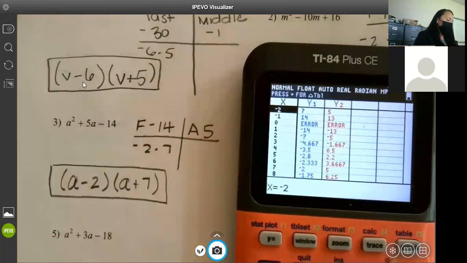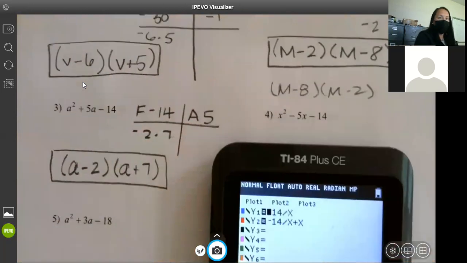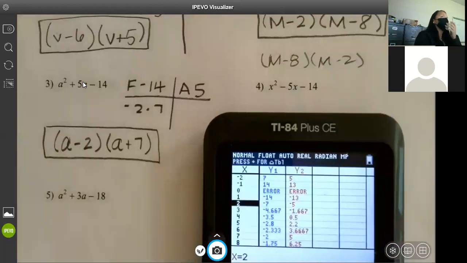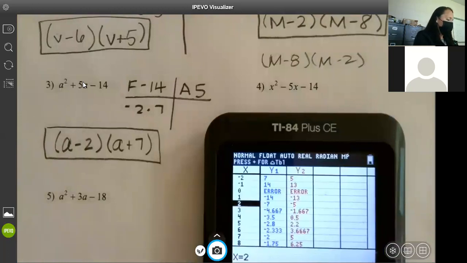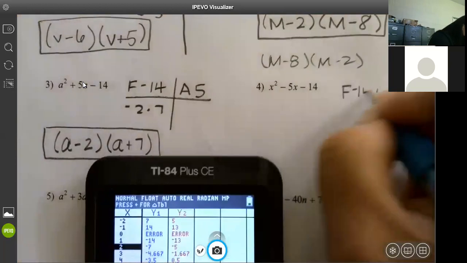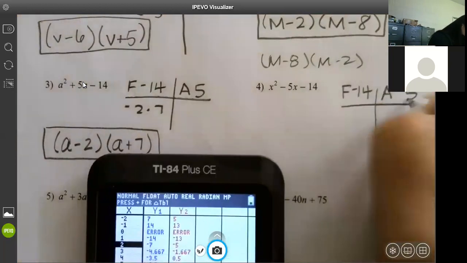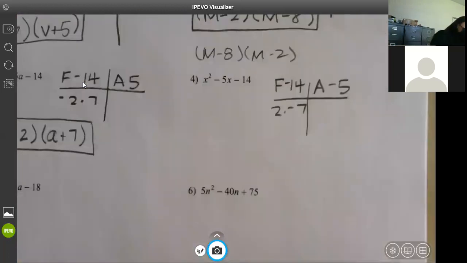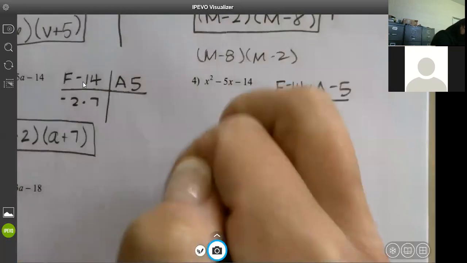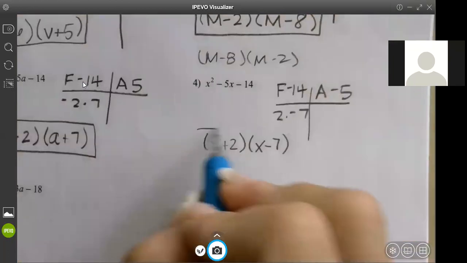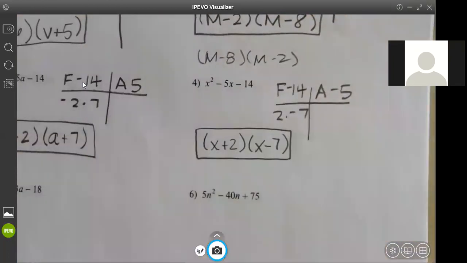All right, check out the next one. What number are we putting in our calculator? It's already in there, but what number are we looking for in the middle now? So we're going to look for -5. This time it's 2 and -7. So factors of -14 that add to -5 are 2 and -7. What letter did we use? X and a +2, X and -7. That's it.